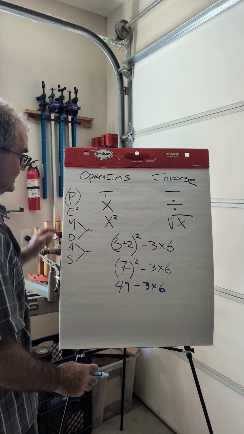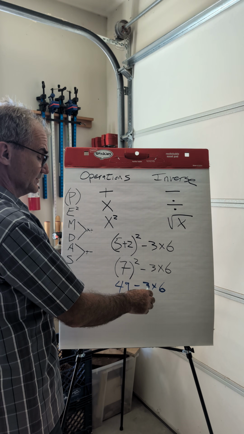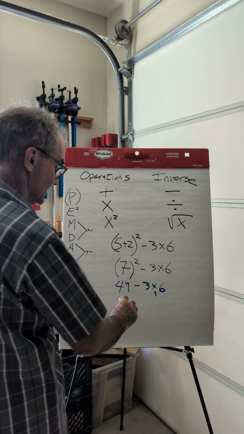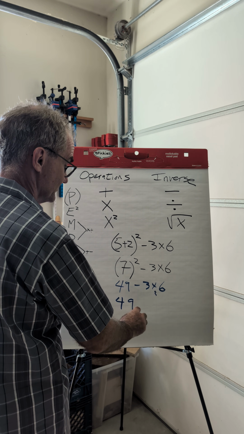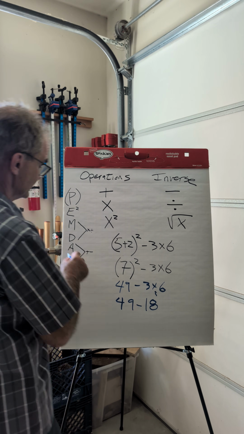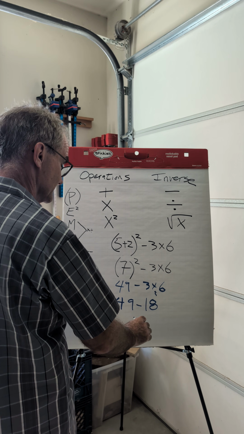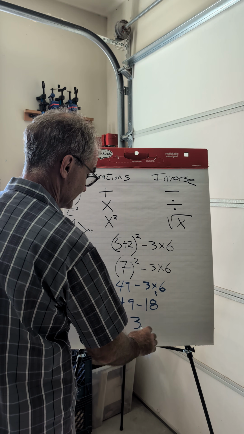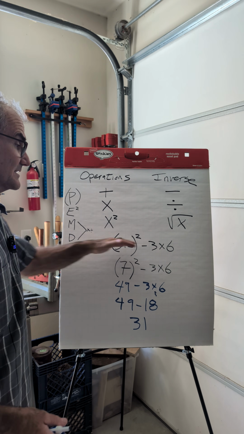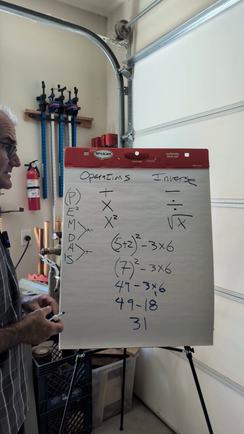Then next, I go to multiplication or division left to right. So I do not do 49 minus 3. I got to do my multiplication first. So I have 49 minus 3 times 6 is 18. And then now I do my addition subtraction. So 49 minus 18, what is that? 31. I haven't really solved for anything. All I've done is kind of combine my numbers following this order of operations.